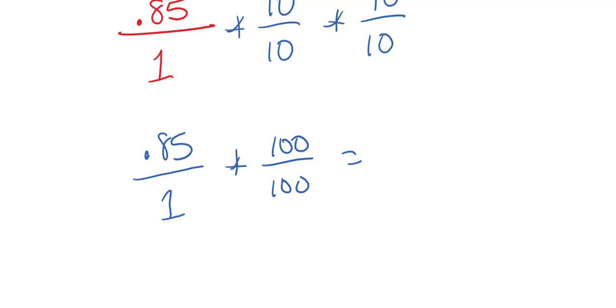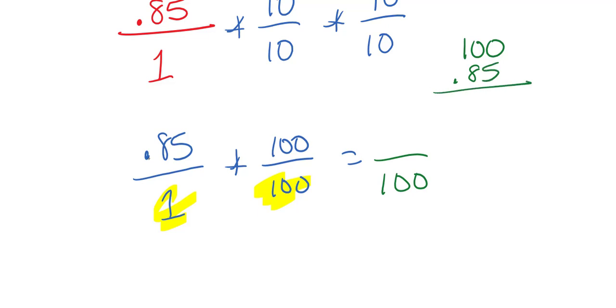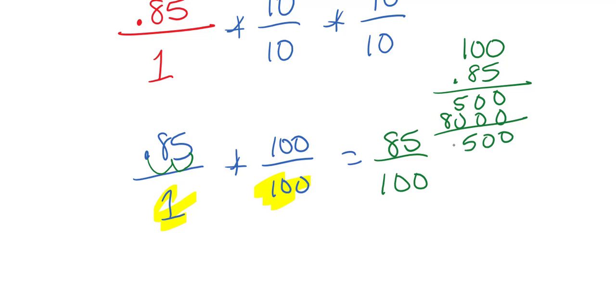1 times 100 is going to be 100. Then we have 0.85 times 100, which is the same as moving the decimal over twice. So that would be 85. We move the decimal over twice, so we have 85.